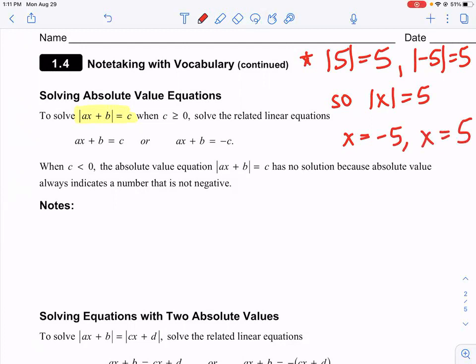So that's what we're going to do with this. If I have an expression inside of my absolute value, and that absolute value equals some number, well, then inside the absolute value could equal C, or it could equal -C. Go take your highlighter and highlight those 3 things. Do it now. The things that I highlighted up there.